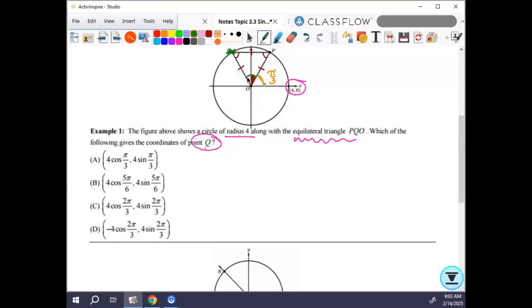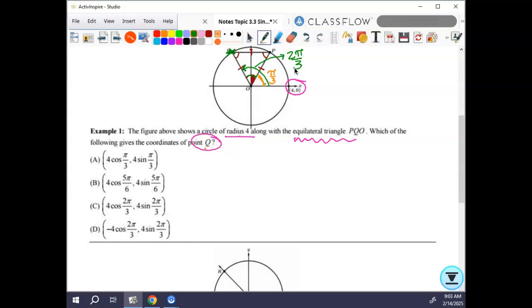So that means if this is pi thirds, what gets me all the way over there? 2 pi thirds, exactly, because it's 2 of them. Even if I don't know that 120 is 2 pi thirds, that's fine. If I have pi thirds and another pi thirds, that gives me 2 pi thirds, right? Everybody with me on that? So that's the angle I'm looking for there.